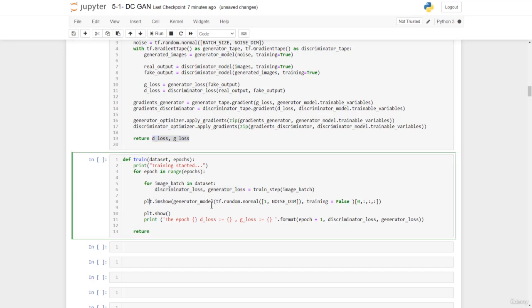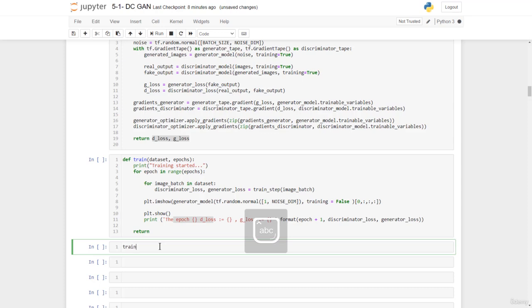We plot out the image. Now the reason why we're plotting out the image is so that we see exactly how our model evolves in being able to create the fake images. So that's why we do this plot. We show that plot, and then we print out the values for the D loss and the G loss for each epoch. So that's it. Then we could just train on the data set while taking in the number of epochs.